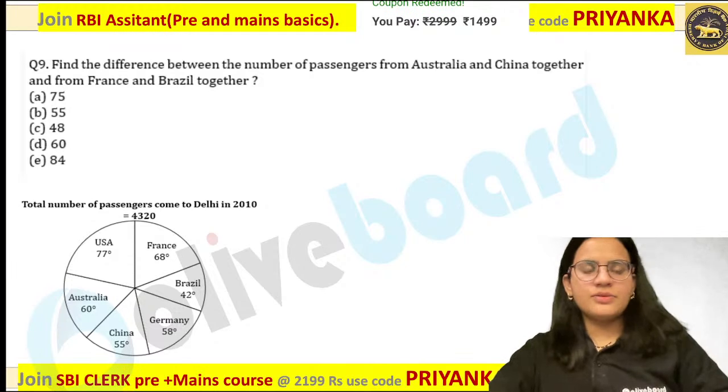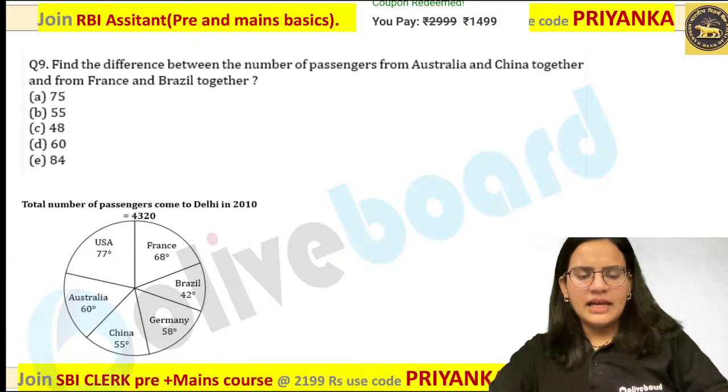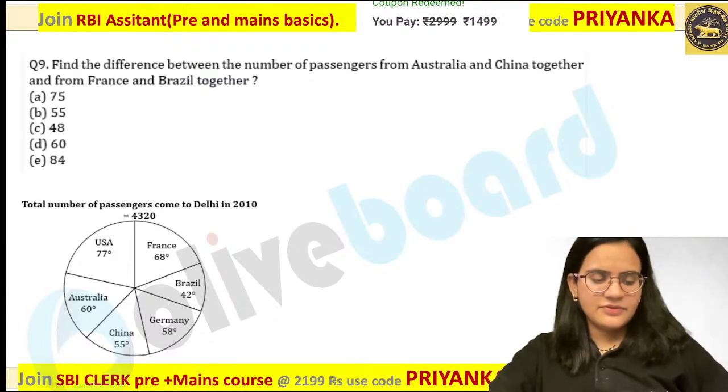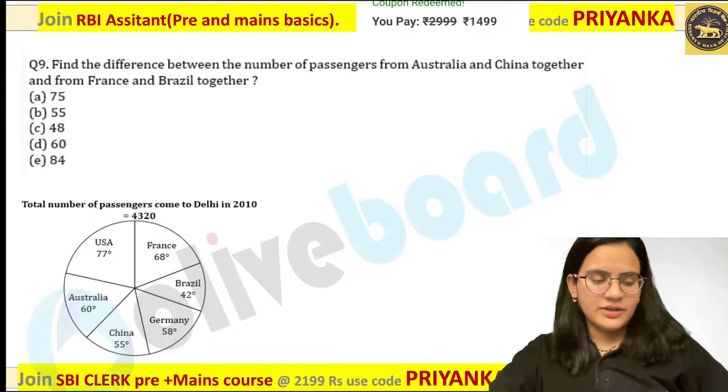So let us solve this question over here. How will you calculate this? Can we directly approach this question using the degree value? That is the first question over here. 60 is the perfect value. Very good.